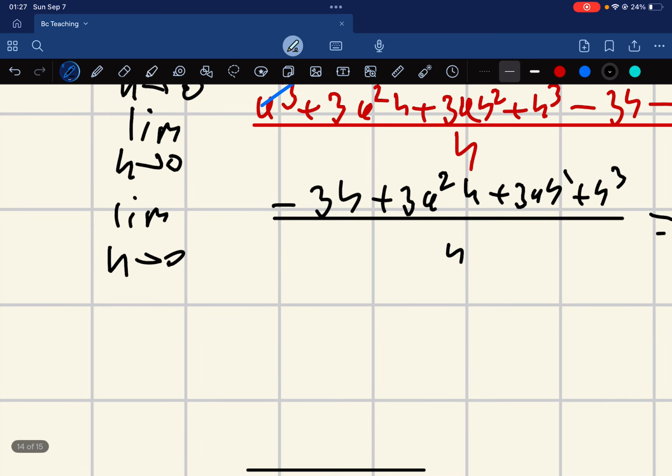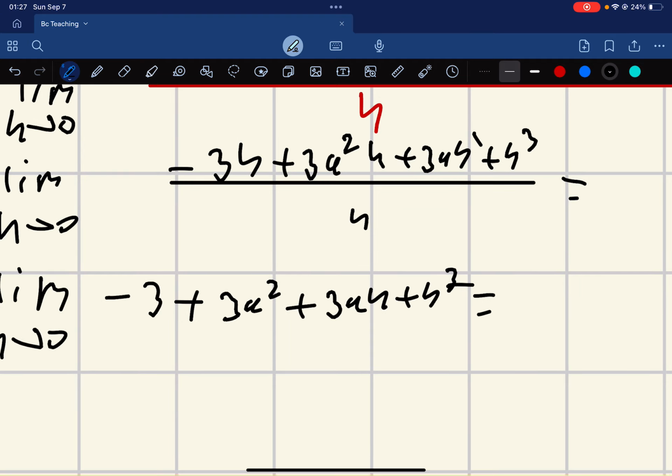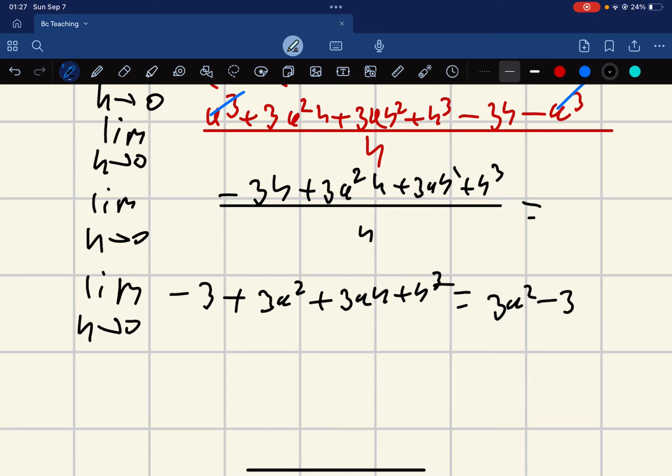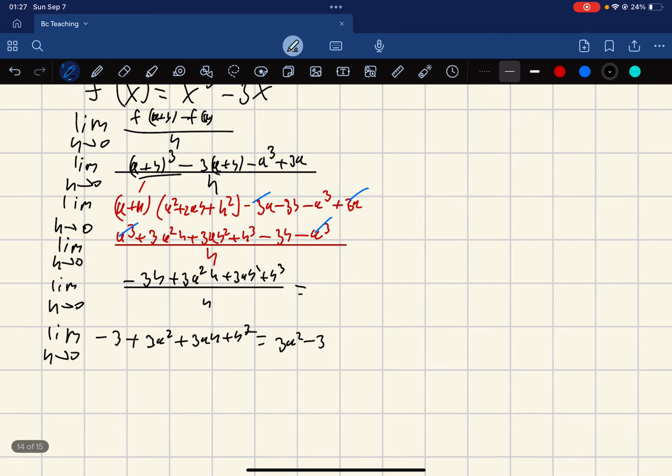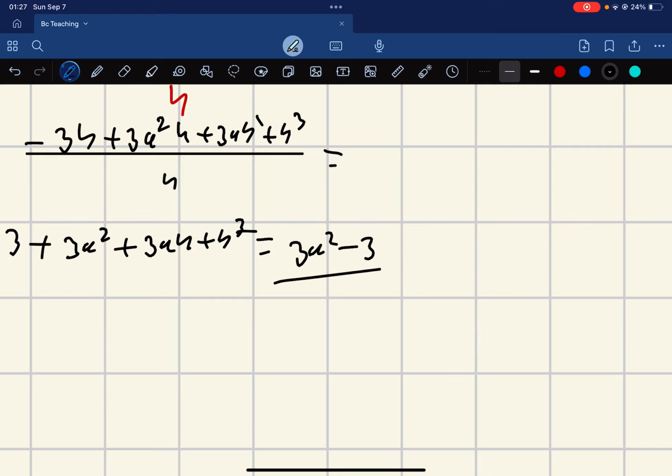You get the limit as h approaches 0 of, factor h out, or cancel h out. You get minus 3 plus 3a squared plus 3ah plus h squared. Plug in 0 for h, you get 3a squared minus 3. And this means for whatever a, this will tell you the slope at any a you choose, or any value on the function.